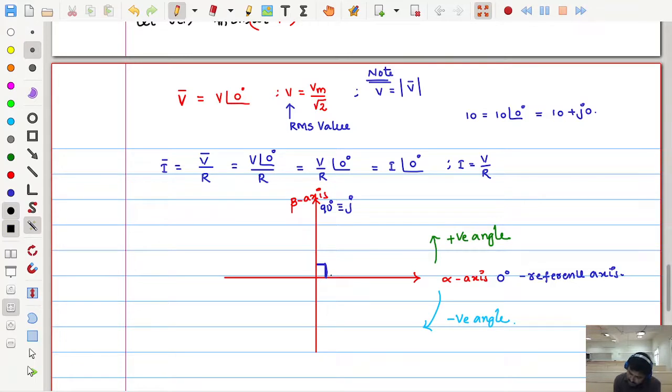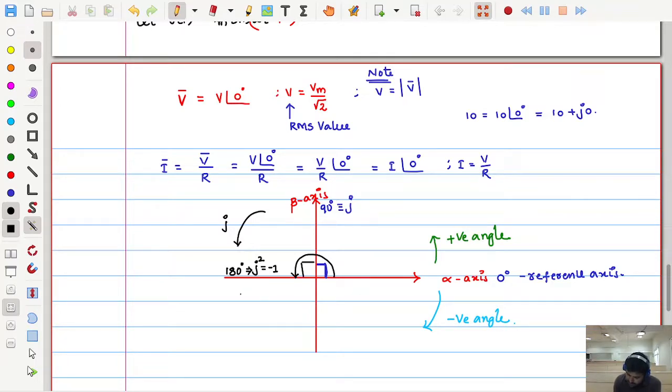Further, if I move from the beta axis and travel some more angle, which is 90 degrees further, altogether it becomes 180 degrees. This 180 degrees can also be named as, here I traveled one more J. So here already J traveling happened. So J and J, it becomes J square, which is equal to minus 1, which is the negative alpha axis.